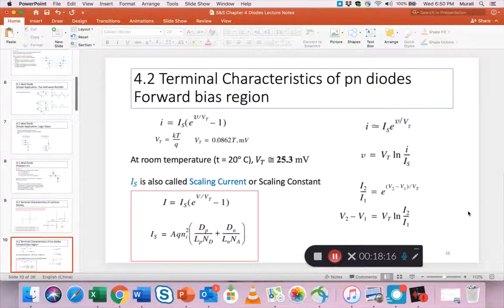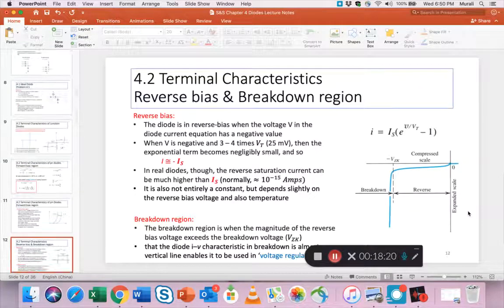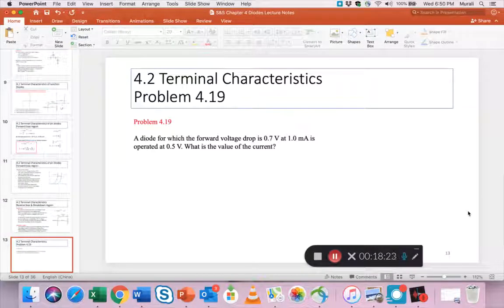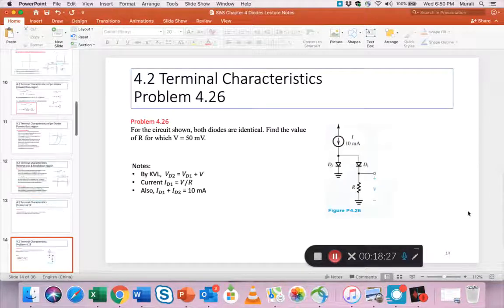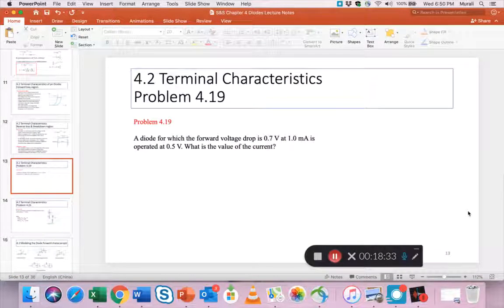I think I have one or two more problems. Let's see, I know we are running short of time. So I have a problem on slide 13 and I have a problem on slide 14, and we should be done with this section. So let's quickly look at problem 13 and problem 14. Hopefully they're not very difficult.